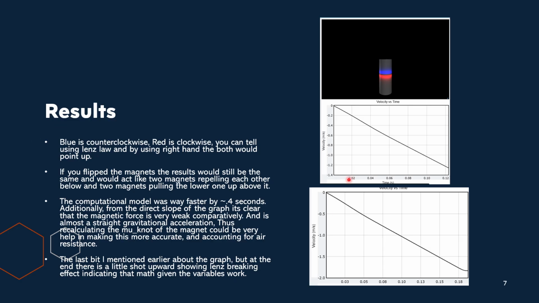On the right, you can see this is mid-thing, so it's just looking like a regular slope. But on the bottom one here at the end, you can see it kind of curves upwards. That's the braking from Lenz's law. So we know that the calculations are correct. It's just that the mu used was so small, it looks like it's just a flat line. And that hints more at a flaw in the previous lab rather than this code.